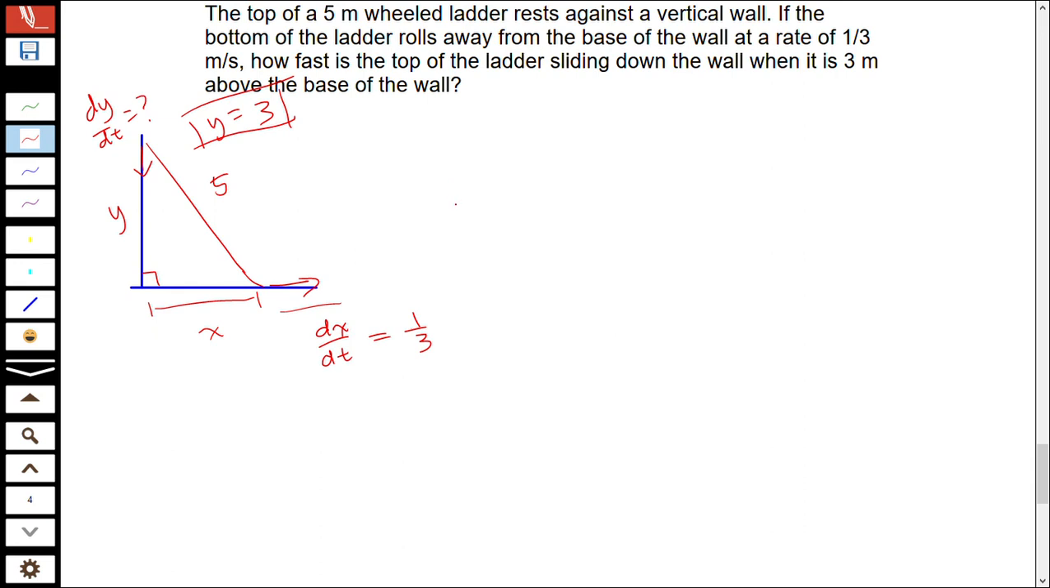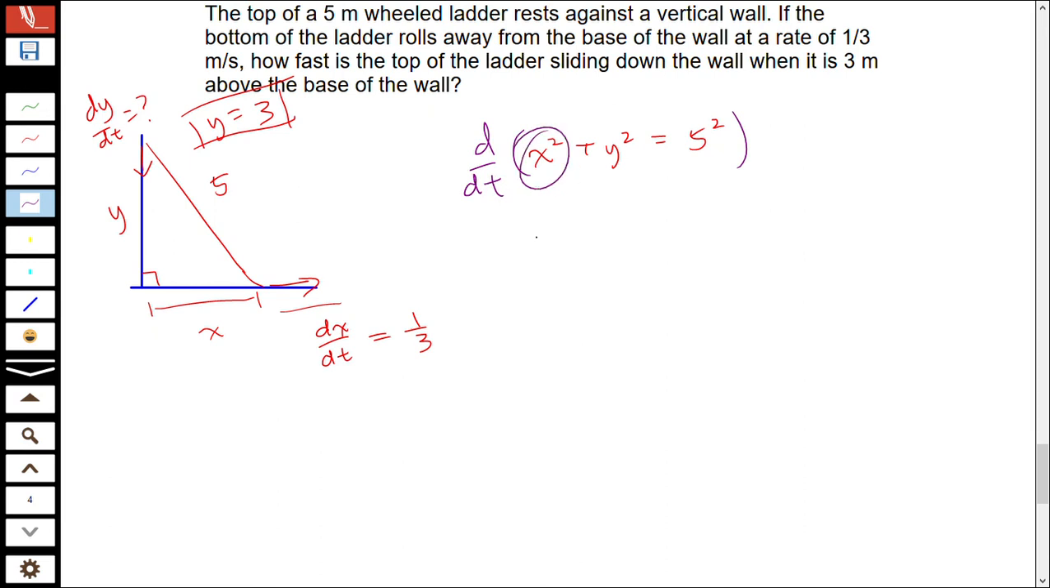Okay, so now we have to try to relate the x and the y together. So I want to come up with a formula that shows the relationship between the x and the y. And we know that this part is going to be 5, and that's going to be fixed. So I'm going to use the Pythagorean theorem. The Pythagorean theorem states that x squared plus y squared is going to become the hypotenuse squared, which is 5 squared. And I want everything differentiated with respect to t. So I'm going to take this equation and differentiate everything with respect to t.